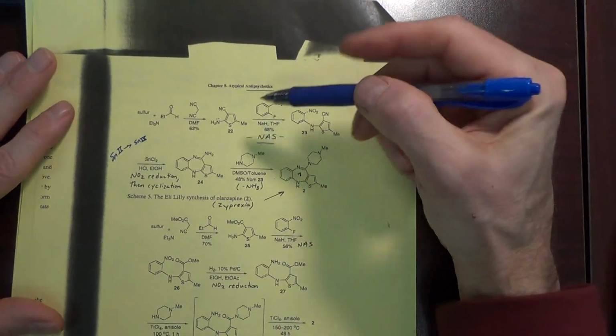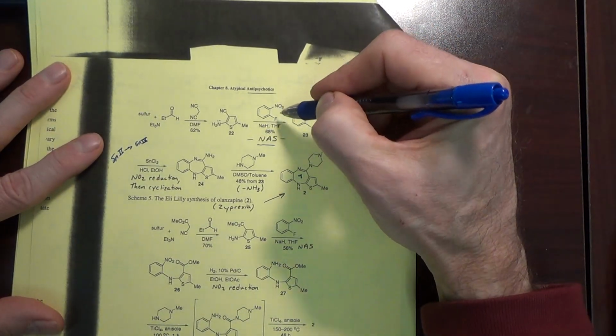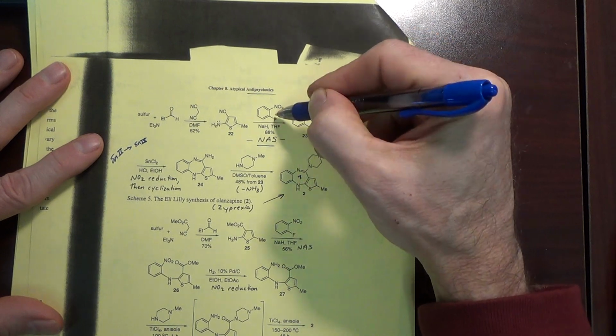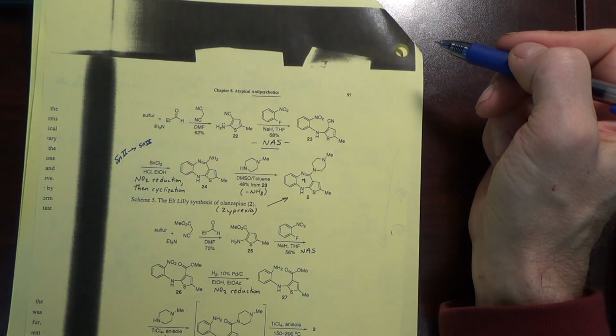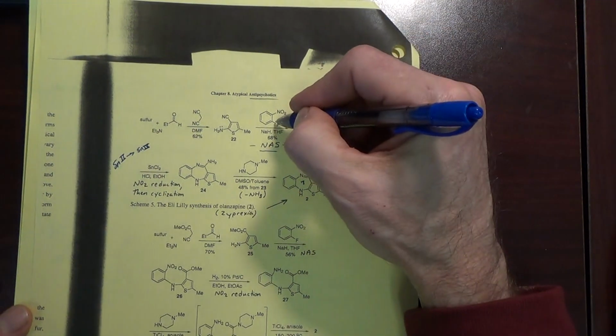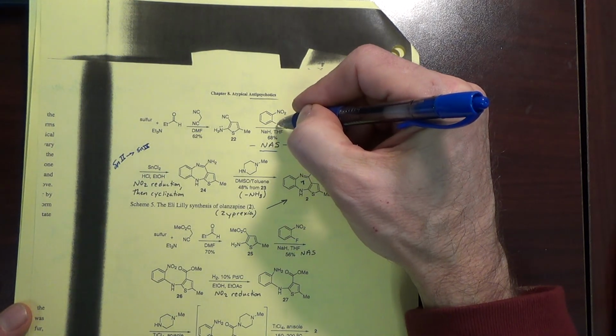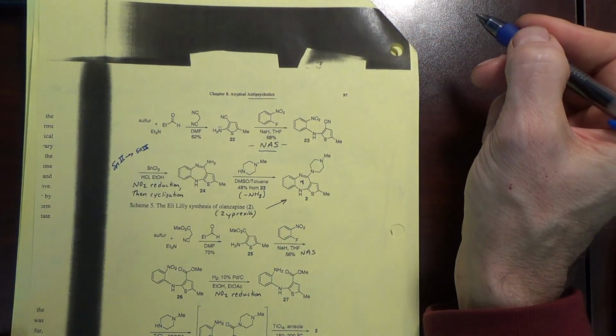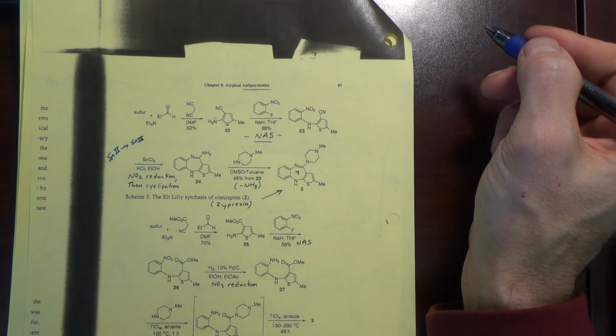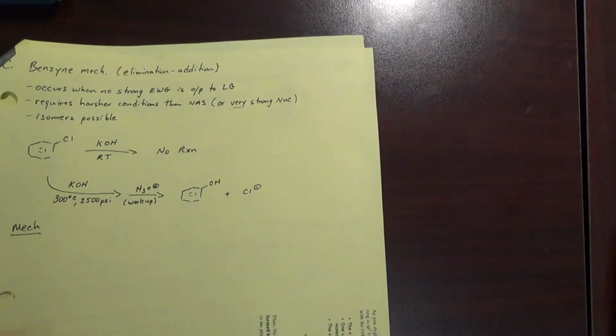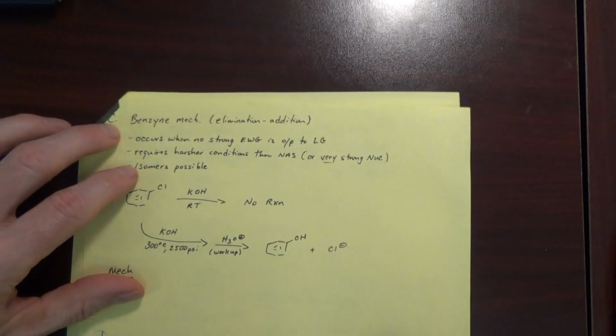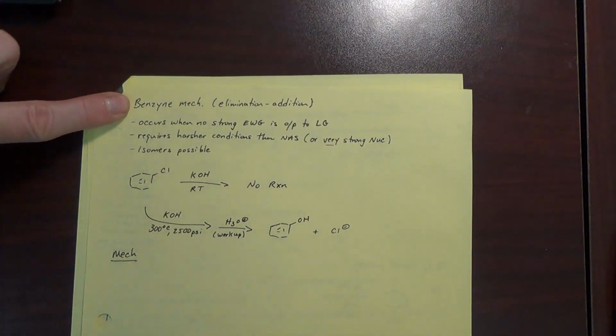Early on the nitro was your activating group for your NAS mechanism. And note that they use the F because that's a better leaving group than maybe a chlorine or bromine. So a little bit of application. Okay, in the next video we will look at the benzyne mechanism.